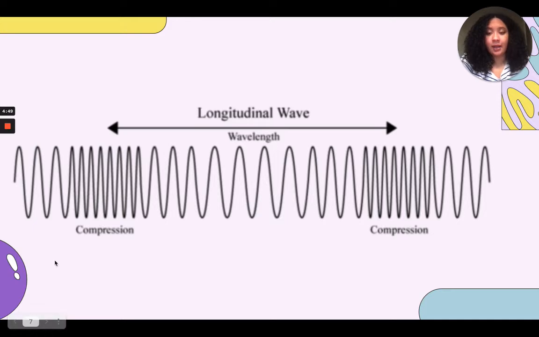So here's the anatomy of a longitudinal wave. This is the whole wave. There's two compressions. The compression is just the tightly packed particles, and then there's the regular particles. From one tightly packed group of particles to the next is the wavelength. So from compression to compression, that's the wavelength. There's no crest and no troughs, there's just compressions.